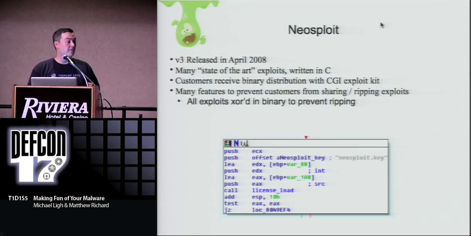And also, in the underground world, they were very worried about people going and ripping off the exploits, like literally just copying and pasting the exploits and making a whole new kit out of it. And that's kind of rampant in the underground. I mean, there's 40, 50, 60 different web attack kits, and they're all just ripped off from each other, copy and paste exploits. So the Neosploit guys are a little bit smarter.